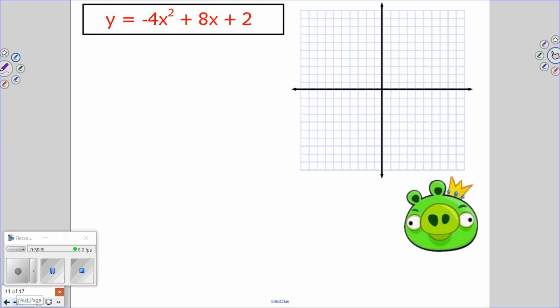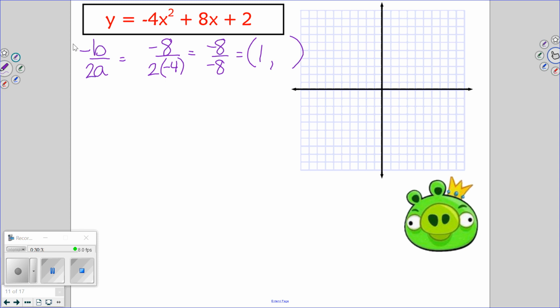Let's practice another one. Okay, so let's look at this one. Negative 4x squared plus 8x plus 2. So first thing, let's find our vertex. So we're doing the negative b over 2a. What's negative b? What's my a value? Negative 4. So that gives me negative 8 over negative 8, which is 1.